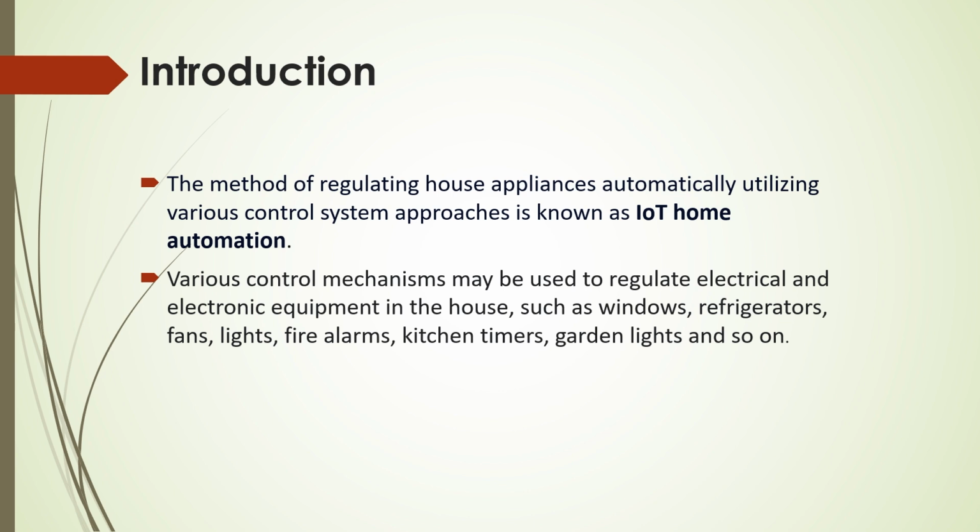The method of regulating house appliances automatically utilizing various control systems approaches is known as IoT home automation. Since it is regulating home appliances, it is known as home automation. We can also use this in many sectors, like industries, etc. Various control mechanisms may be used to regulate electronic equipment in the house, such as windows, refrigerators, fans, lights, fire alarms, kitchen timers, garden lights, and so on.